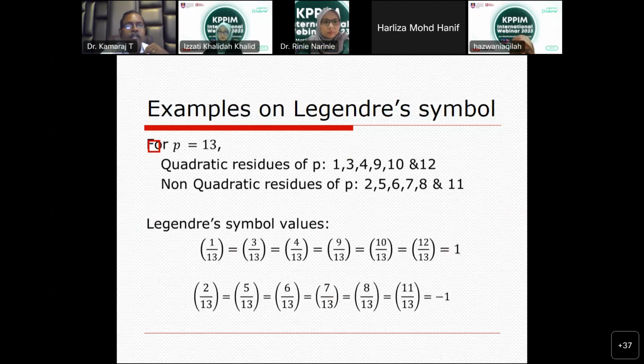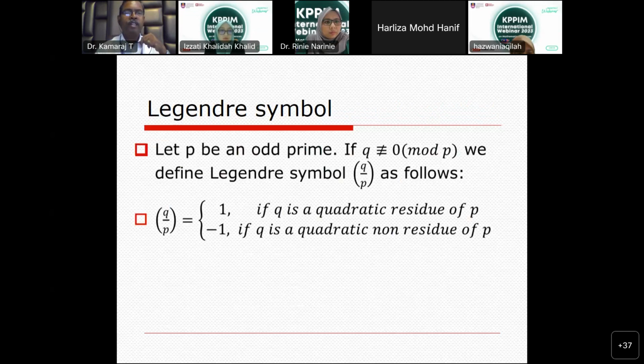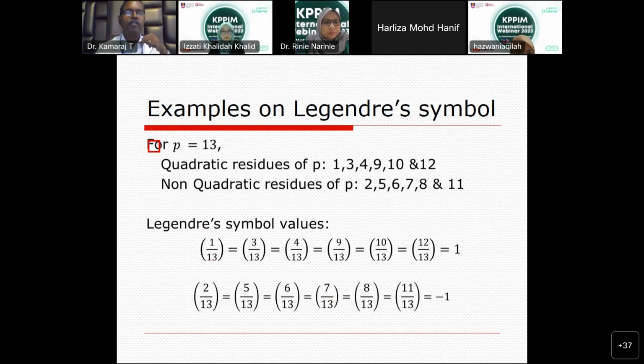For example, consider the p value as 13, and let me consider the quadratic residues of p. We can easily compute that the quadratic residues of 13 are 1, 3, 4, 9, 10 and 12. And the non-quadratic residues of 13 are 2, 5, 6, 7, 8 and 11. As per the definition of the Legendre symbol from the previous slide, if the numerator is a quadratic residue of the denominator, the value is 1, otherwise it's -1. So for the first set of numbers 1, 3, 4, 9, 10, 12, which are quadratic residues, the Legendre symbol with 13 as denominator is 1. And for non-quadratic residues as numerator with 13 as denominator, the Legendre symbol value is -1.